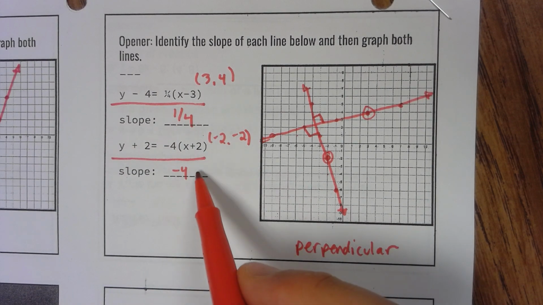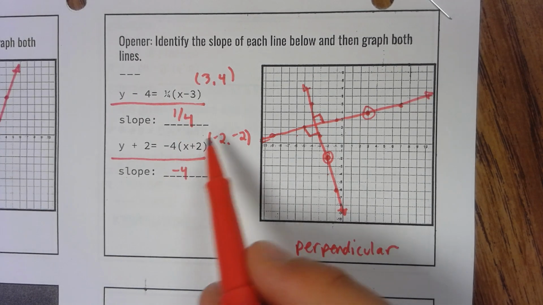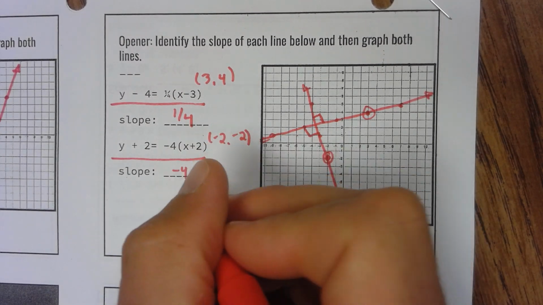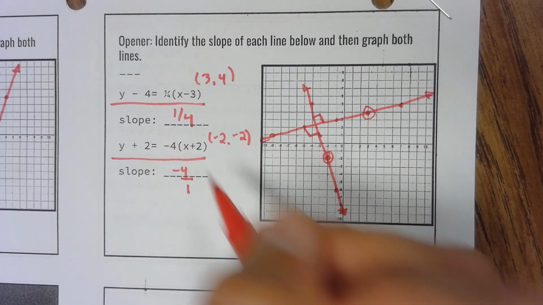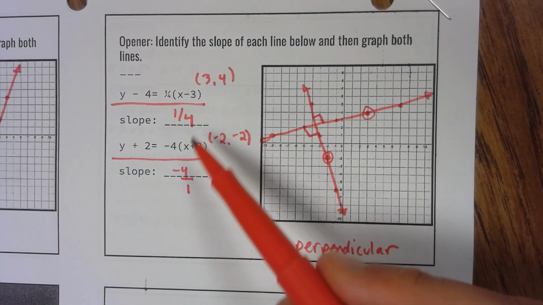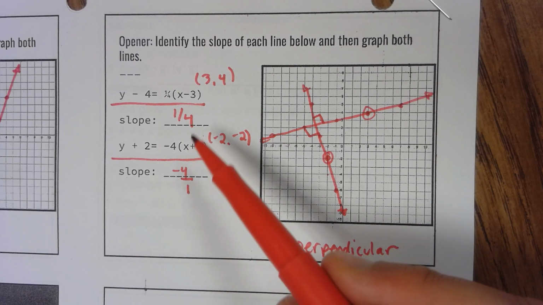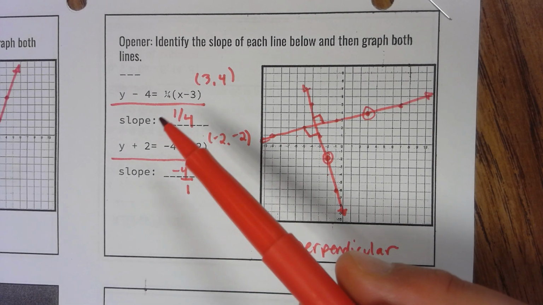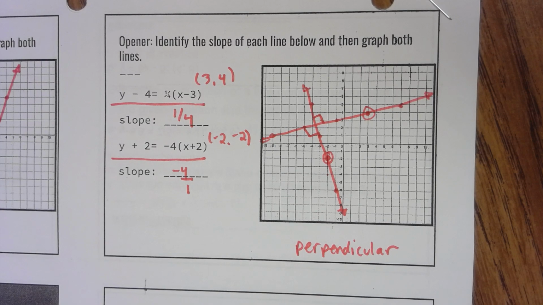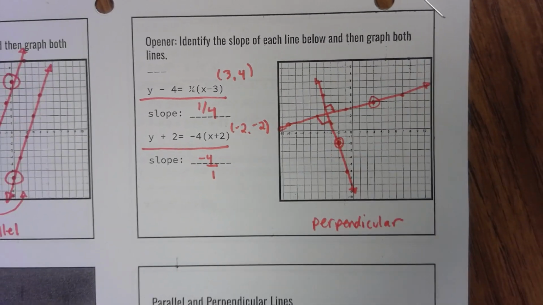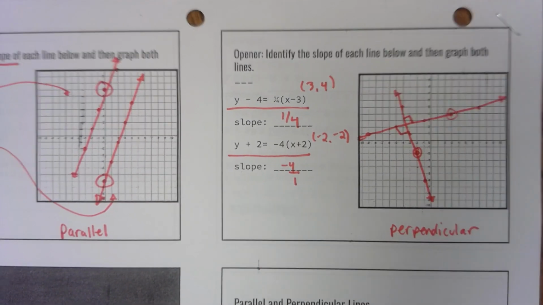And again, it all comes back to the slopes. With perpendicular slopes, we're going to do two things to them. We're going to flip the fraction, so 1/4, if I flip it, turns into 4/1, and then we have to change the sign. So we have one slope that's positive and one slope that is negative. The opener was just a way to introduce these relationships of lines being parallel and perpendicular.